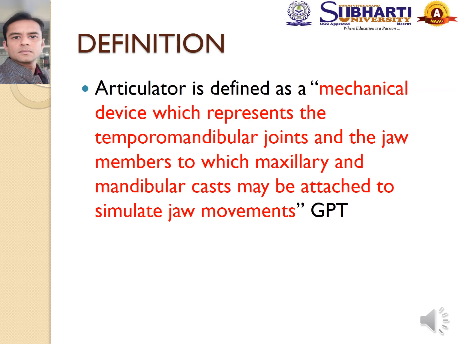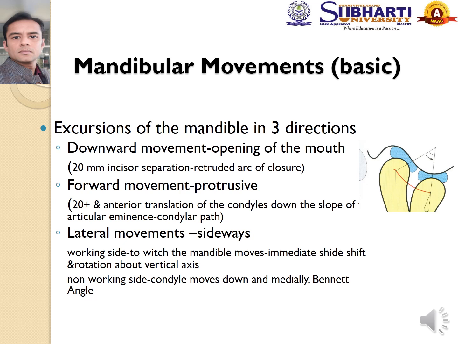Now, what are the jaw movements? We will take a brief look. Mandibular movements are basically complex movements, and the TMJ is the only joint in our human body which is capable of having movement in all three axes, that is x-axis, y-axis and z-axis. So to replicate these movements we use articulators.